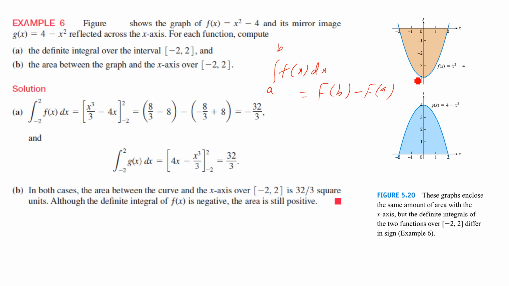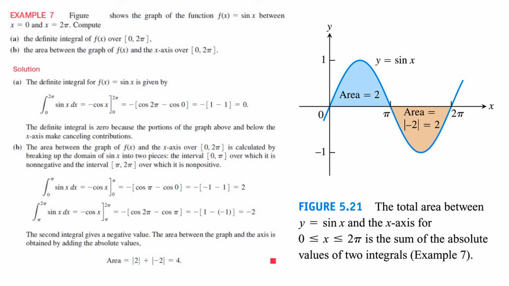So the area covered by both the functions is the same, but the value of this integral is negative because the function lies below the x-axis. That is why we have the negative value. Now, if we have to find the area, then we have to take the absolute value because area cannot be negative. So in both cases, the area between the curve over the interval -2 to 2 is 32 over 3 square meters. Although the definite integral is negative, the area is still positive. Area cannot be negative.